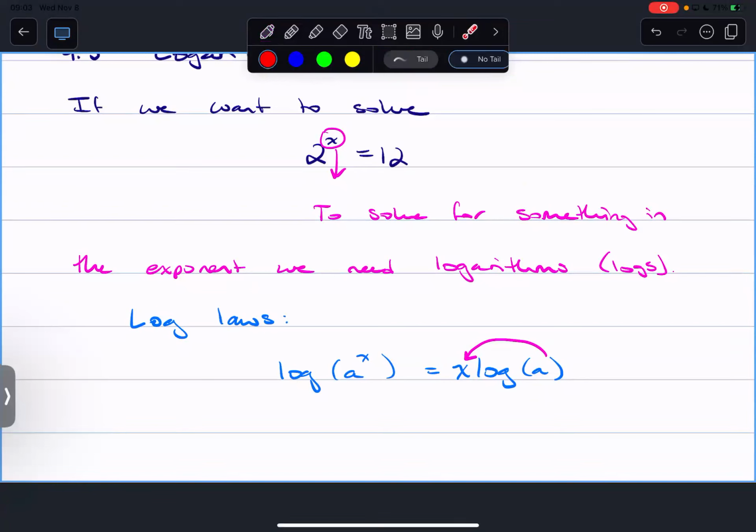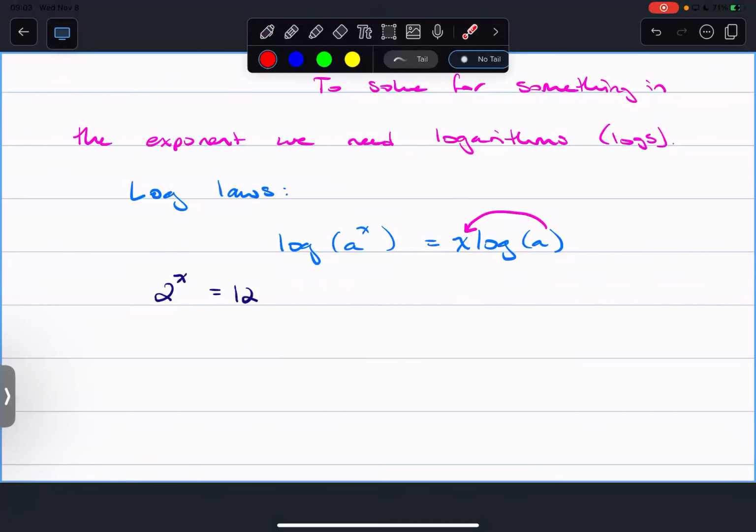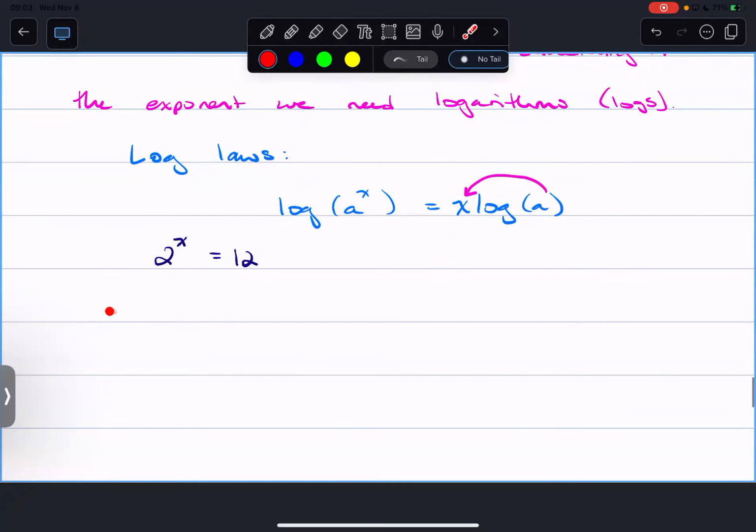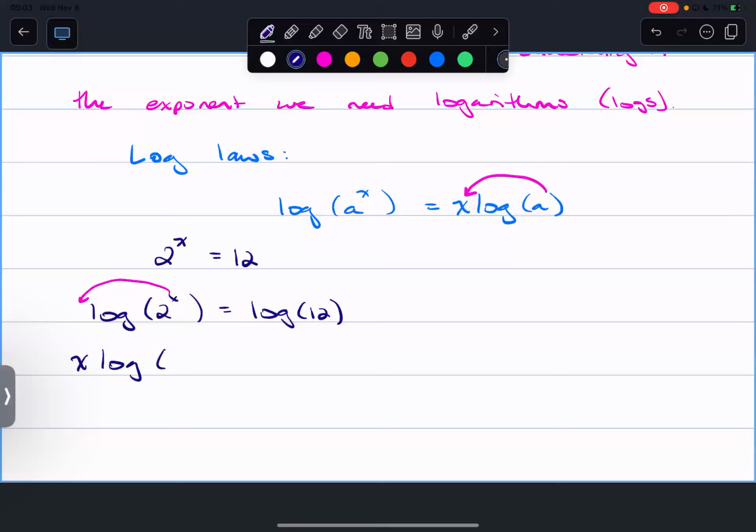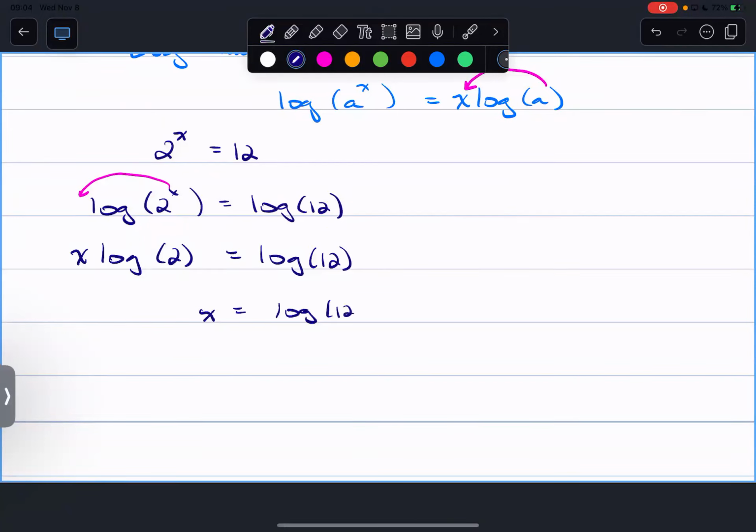And so for us, going back to 2 to the x is equal to 12, what you would have to do is take the log of both sides. Whatever you do to one side, you have to do to both sides. And so you would have the log of 2 to the x is the log of 12. Now you have log buttons on your calculator, and that's just the number. But the log law lets you bring this x downstairs. So now you have x times the log of 2 is the log of 12. Log of 2 is just a number. Log of 12 is just a number. So now you can solve for x, and you can say that x is the log of 12 divided by the log of 2.